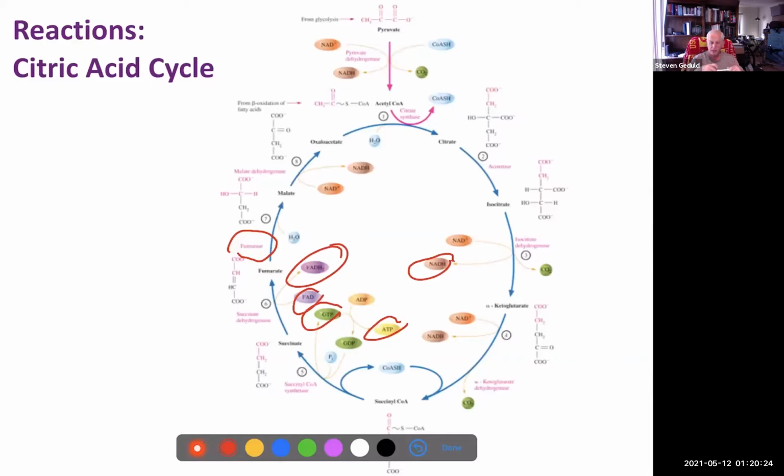And this all starts with glucose and glycolysis. So from glycolysis, remember, when glucose is broken down, we form 2 pyruvate molecules. So we're going to get 2 spins of this cycle for every glucose molecule, because we're getting 2 pyruvates. And pyruvate is going to go to acetyl coenzyme A, and that's going to start the citric acid cycle by combining with oxaloacetate. Those are the points I want you to know.